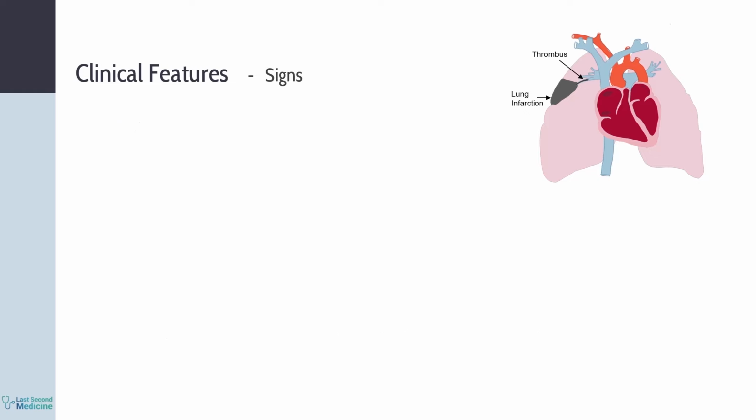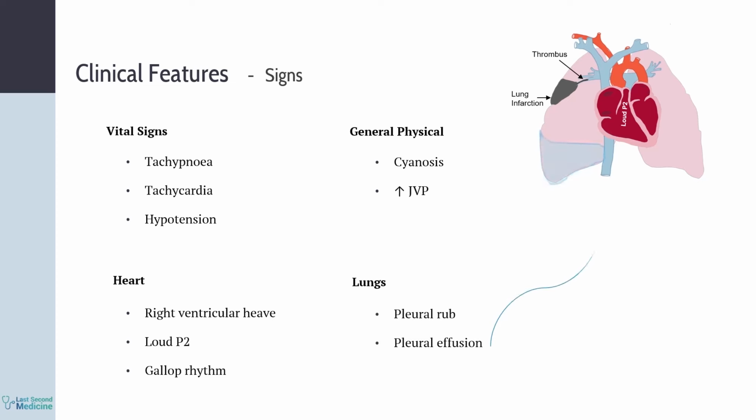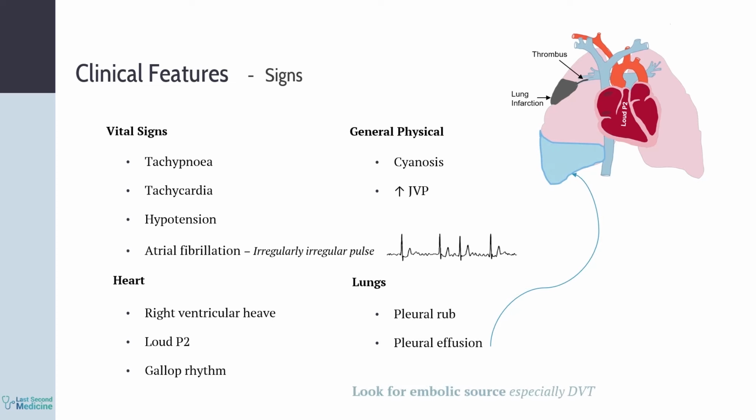Signs also depend on whether PE is acute or chronic, and whether there is massive PE or not. We will enumerate, however, all the signs that can be found in PE to keep it simple. Signs include tachypnea, tachycardia, hypotension, cyanosis, raised JVP, right ventricular heave, loud P2, gallop rhythm, pleural rub, pleural effusion, and sometimes atrial fibrillation. Also, look for sources of emboli, especially deep vein thrombosis.